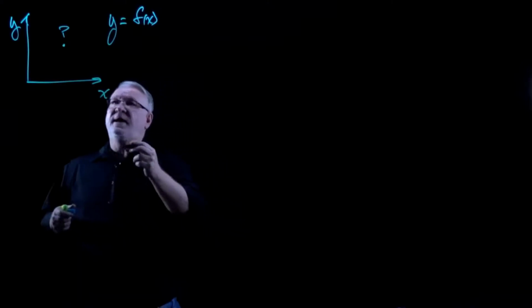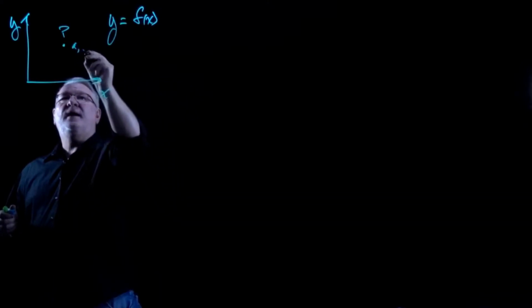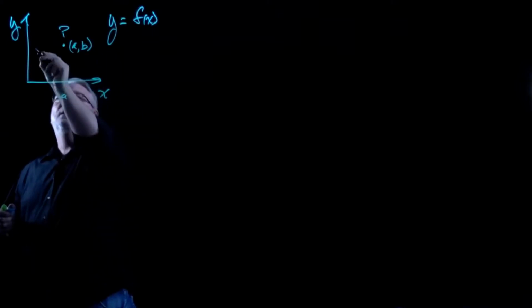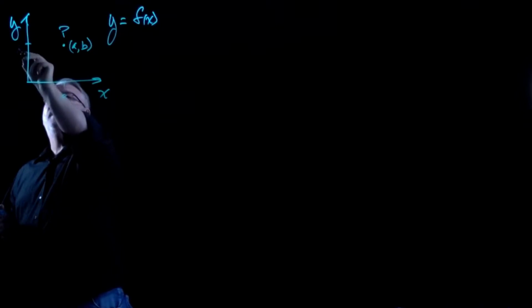Of course, these points had an address, a, b, which would represent how far across in the x direction they were and how far up in the y direction they were.